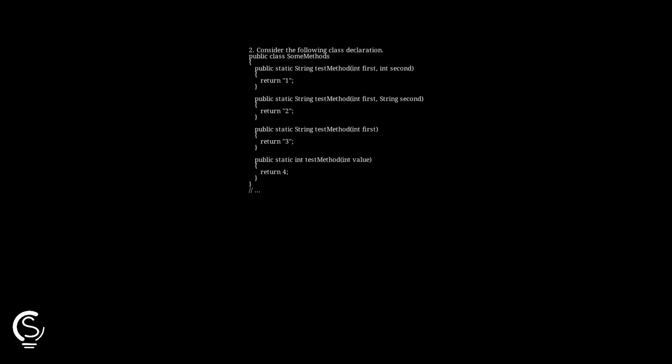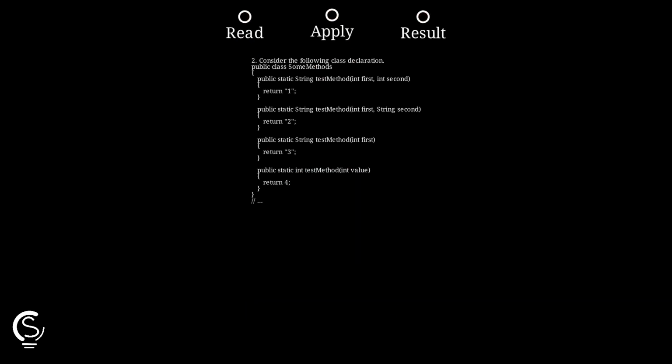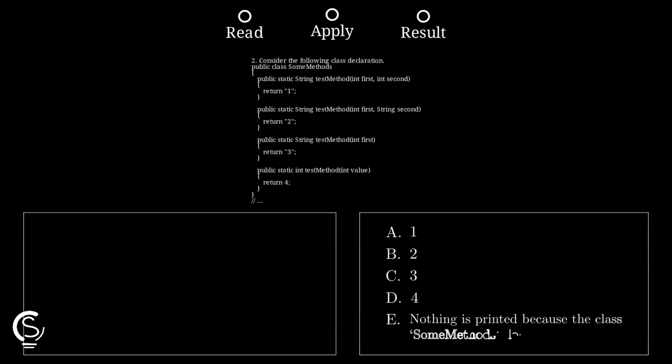Let's go! Java method overloading can be tricky, but we will solve this problem fast by looking for a specific compilation error in the provided class code. First, look closely at the class SumMethods because it actually does not compile at all. This happens because it contains two methods named testMethod that share the exact same parameter.